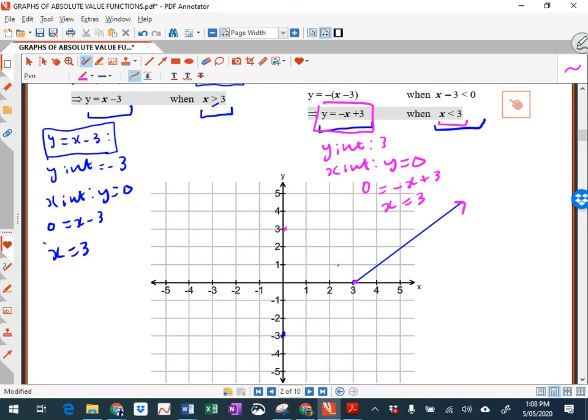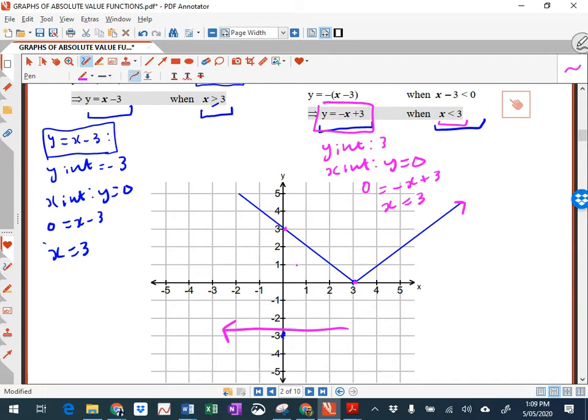I'm going to now draw a line for the x values less than 3. Now less than 3 is over here, isn't it? Here are all the x values less than 3. So I'm going to get my line. I'm going to draw it for x values less than 3. So there's one intercept, here's the other one. So there's the other half of my absolute value function.